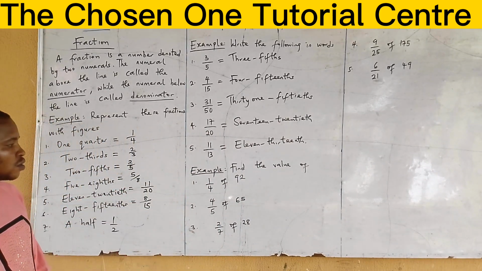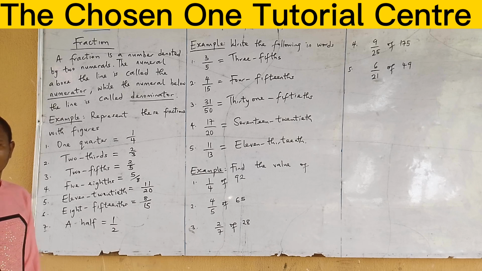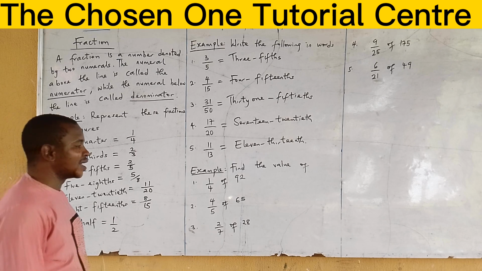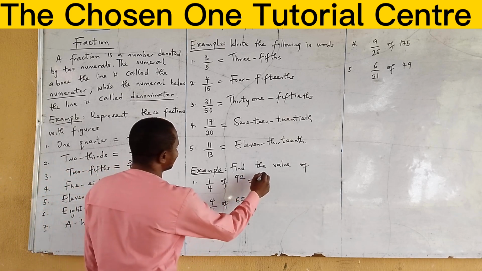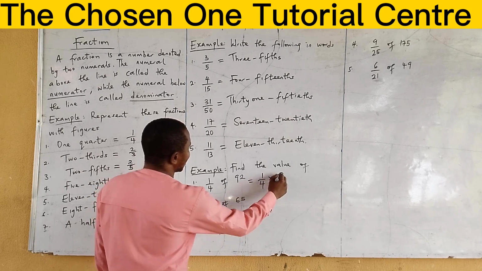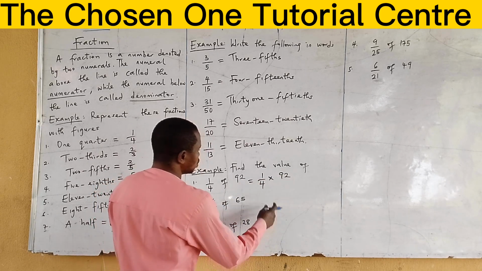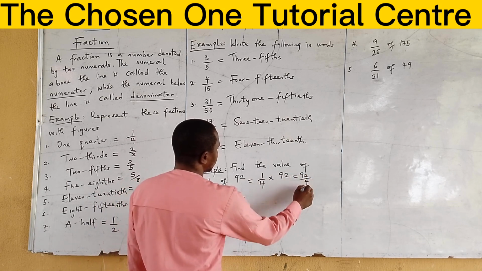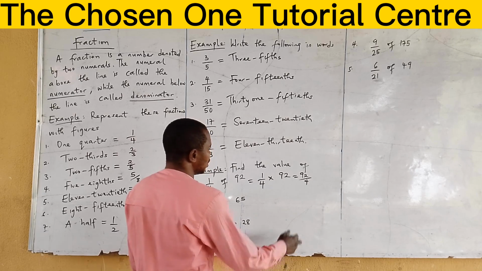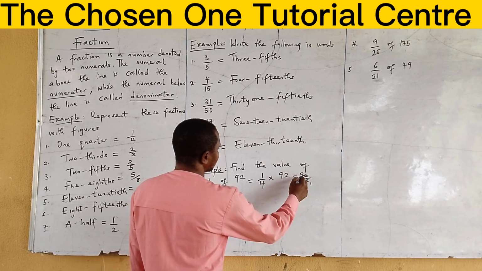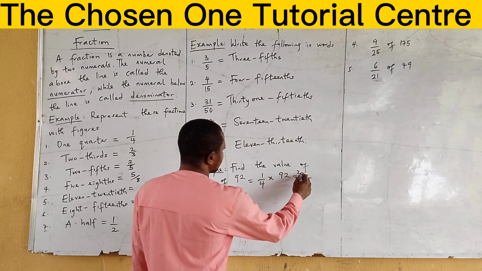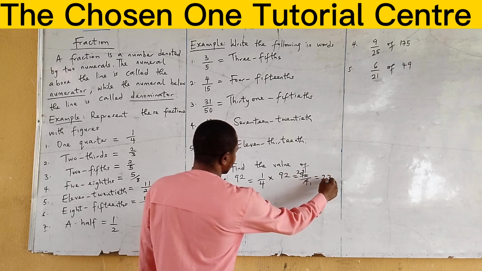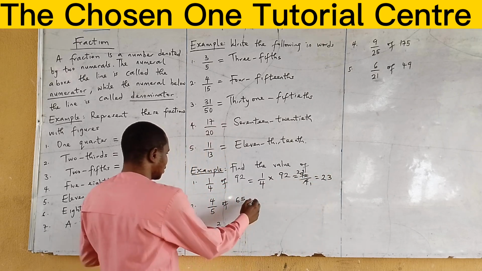Find the values of the following fractions. We have 1/4 of 92. Don't forget that of means times. So we are going to have 1/4 times 92. So we are going to reduce this fraction. 1 times 92 will be 92/4. And we are going to reduce this to its lowest term. 4 here 1, 4 here 23. We have 23 as our answer.